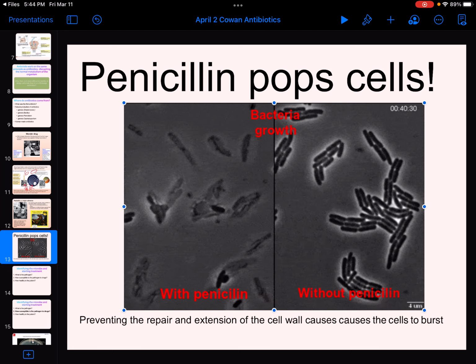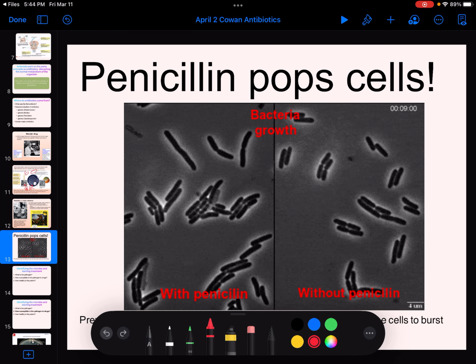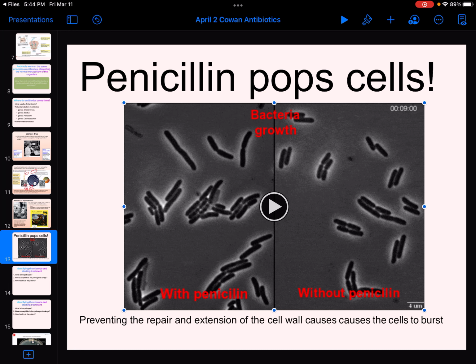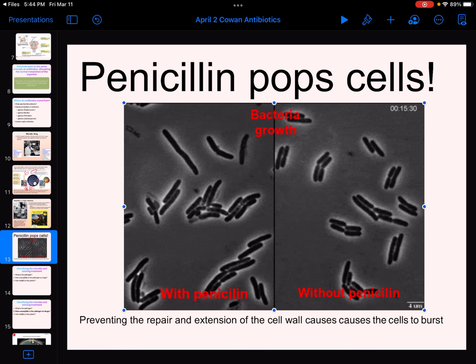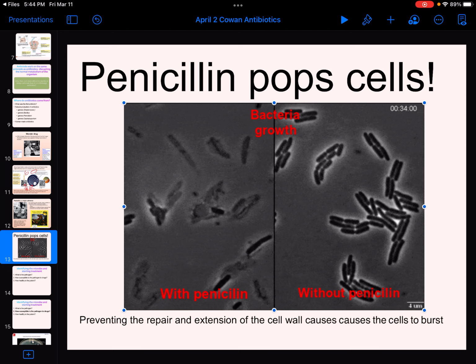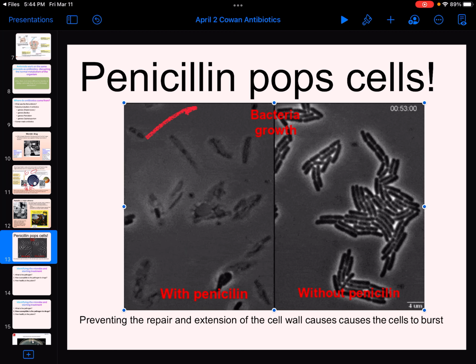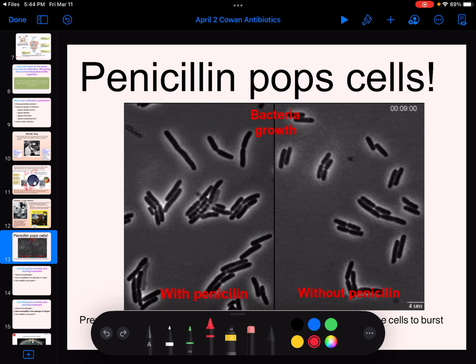Okay, so in general, you're seeing lots of cells here on the right because there's no penicillin. You're not seeing a lot of cells at the end here on the left. Now I'm going to play it one more time, and I'm going to tell you to focus on this pair of cells here. You're going to see them grow again, and then you're going to see that they just kind of pop and fade away. So they're growing, and then you can see in places that the cell wall is no longer connected in some pieces, and that's what happens to all these cells. So this is a nice comparison video.